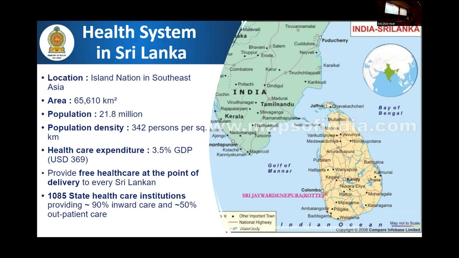The population density is 342 persons per square kilometer, and we have a healthcare expenditure of 3.5% of GDP, nearly USD 369. We are proud to say that we provide free healthcare at the point of delivery to every Sri Lankan. Why I am explaining this is to show why we need the digital health system and how good our journey has been. We give services through 1,085 state healthcare institutions, providing 90% of inward care and 50% of outpatient care.